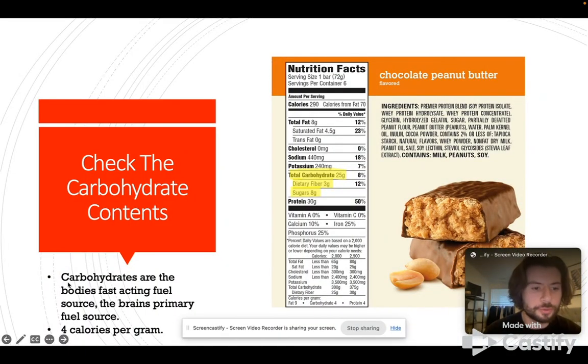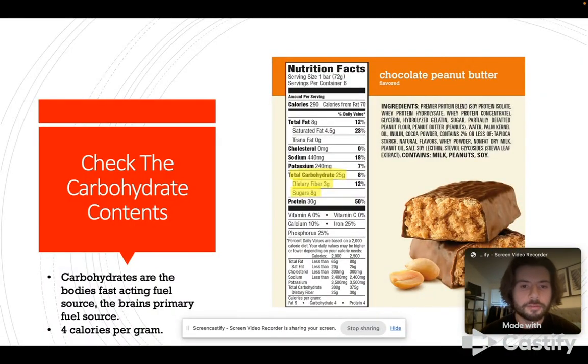So we come down here to the left bottom side. You can see the carbohydrates are the body's fast-acting fuel source. So if you begin a workout, exercise, sports game, immediately you're going to be dipping into your carbohydrate storage, which are stored in muscles and your liver. It's also your brain's primary fuel source. So if you're cutting out carbohydrates completely, you're going to get the sensation of fogginess, grogginess, all of that.